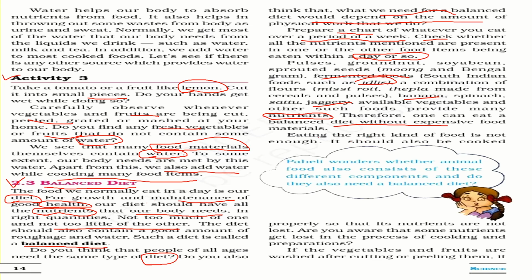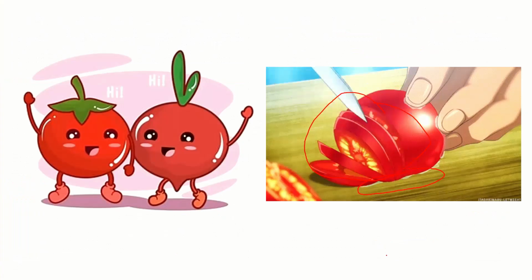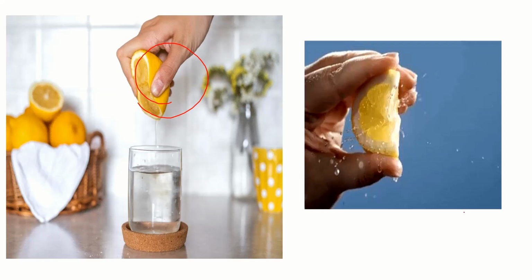Eating the right kind of food is not enough. It should also be cooked properly so that its nutrients are not lost. Are you aware that some nutrients get lost during the processing or preparation of cooking? If the vegetables and fruits are washed after cutting or peeling them, nutrients are lost. Some vegetables have skins that contain more nutrients, but sometimes we remove or smash them.